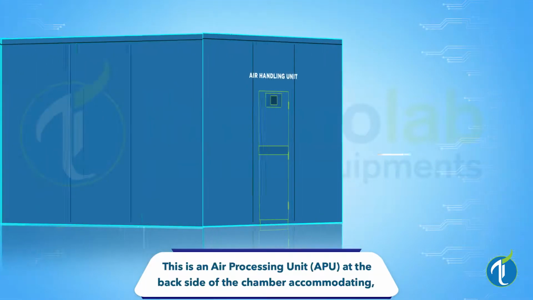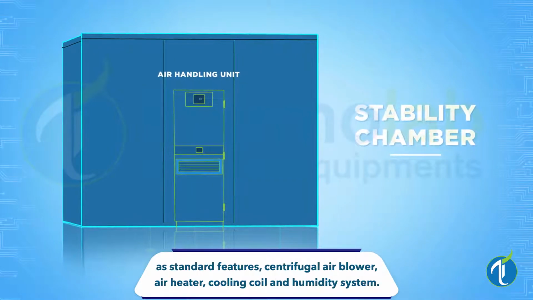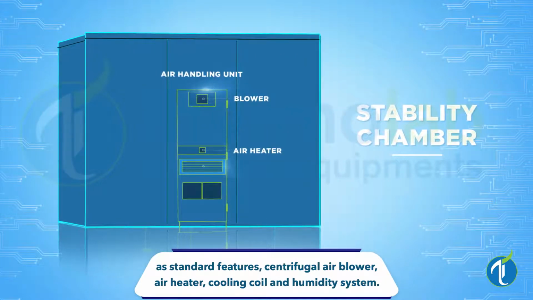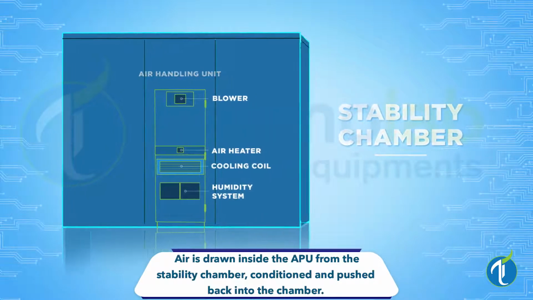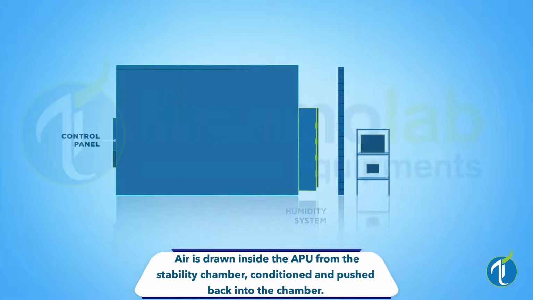There is an air handling unit in the back side of the chamber, consisting of a blower, an air heater, a cooling coil, and a humidity system. The air is sucked inside the conditioning unit, conditioned, and thrown out again.